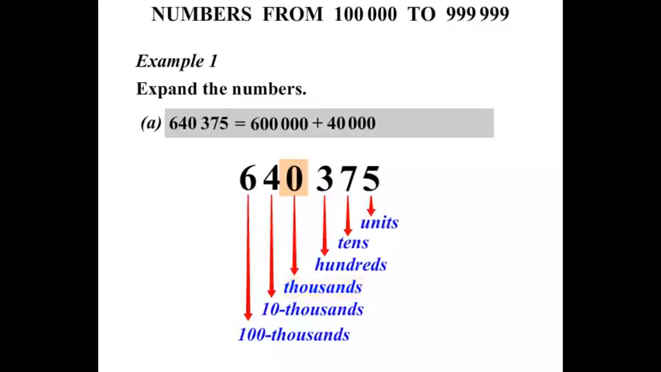Moving on to the 3, 300s. So we add 300. The 7 is in the tens column, so 7 tens is 70. So let's add 70. And finally the 5 is in the units or ones column, and 5 times 1 is simply 5. So we add the 5 at the very end there. Okay, so we've expanded that number.